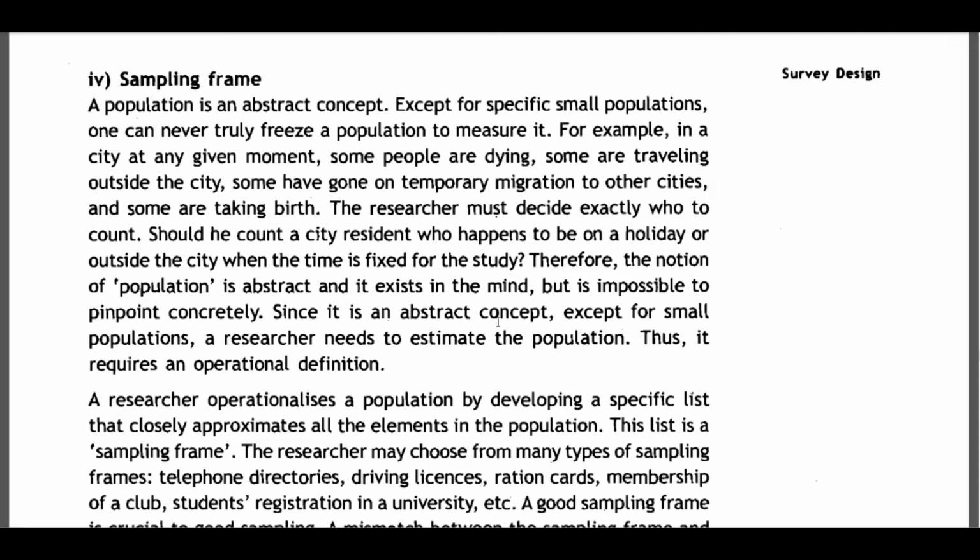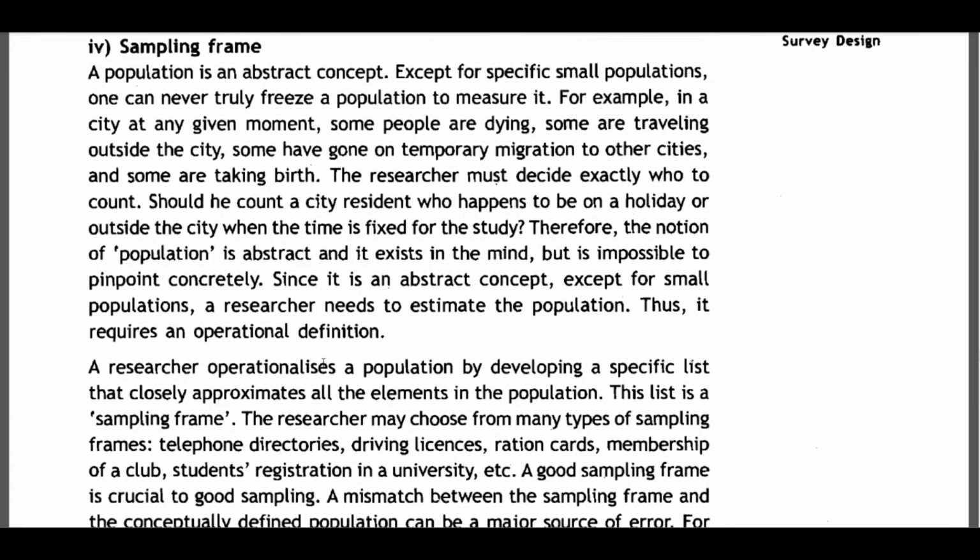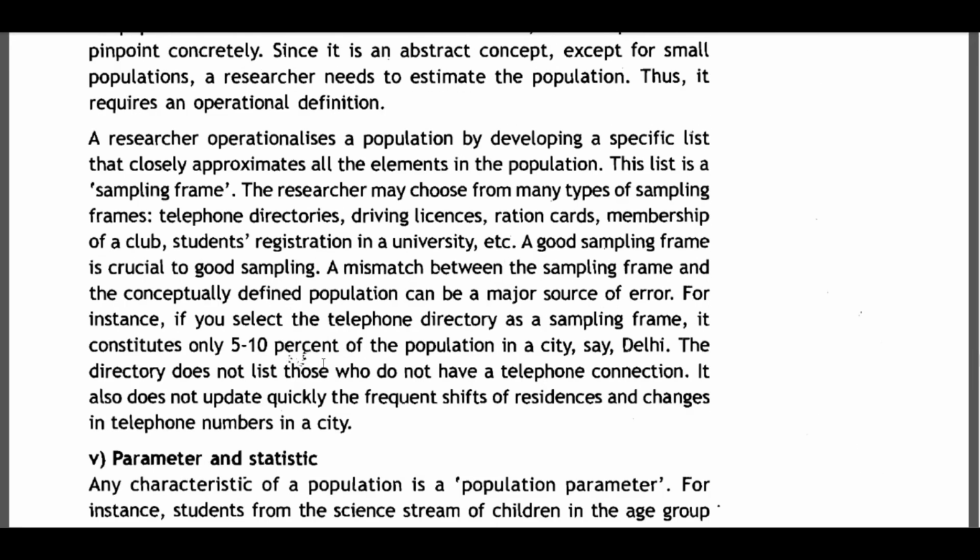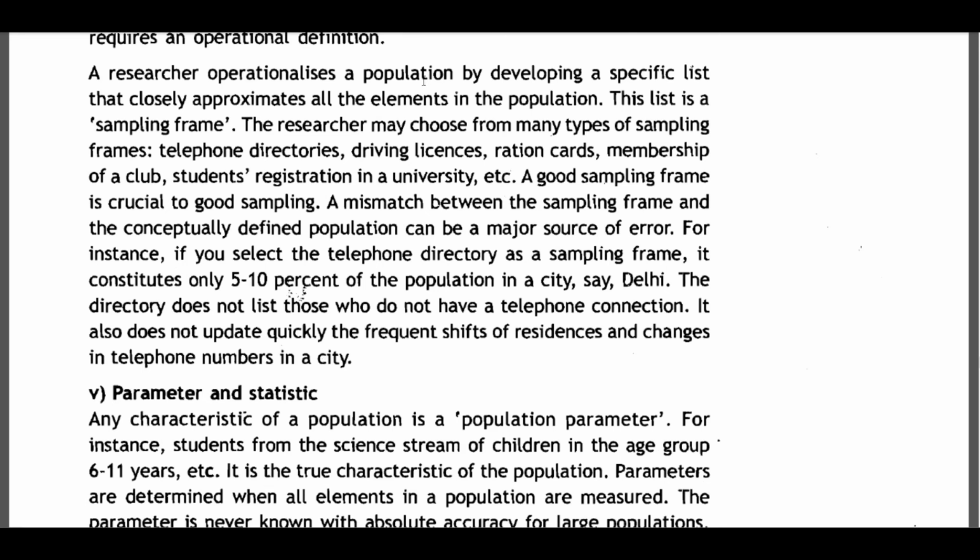Since it is an abstract concept, except for small populations, researchers need to estimate the population. Thus, it requires an operational definition. So, researchers operationalize a population by developing a specific list that closely approximates all the elements in the population. This list is a sampling frame. The researchers may choose from any type of sampling frame: telephone directories, driving licenses, ration card members, membership of a club, students' registration in the university, etc.